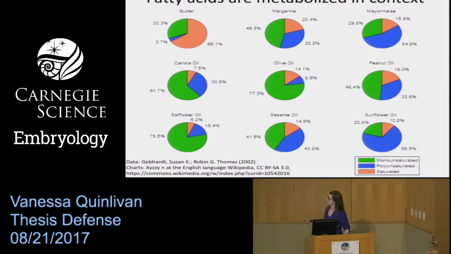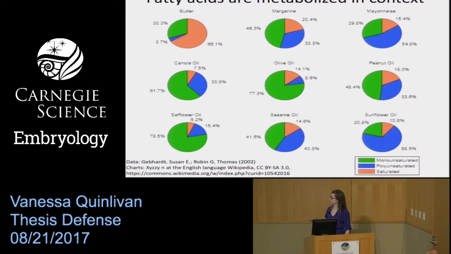Here I have some fatty acid compositions of six vegetable oils on the bottom and some other foods that are basically just straight fat, the three on the top. And just in case you can't see the text, the green is monounsaturated fatty acids, the orange is saturated, and the blue is polyunsaturated. And you can see that even in foods that are entirely fat, the composition of the different fatty acids is very different between them. And within each of these categories, there are also hundreds of different possibilities for the individual molecules.